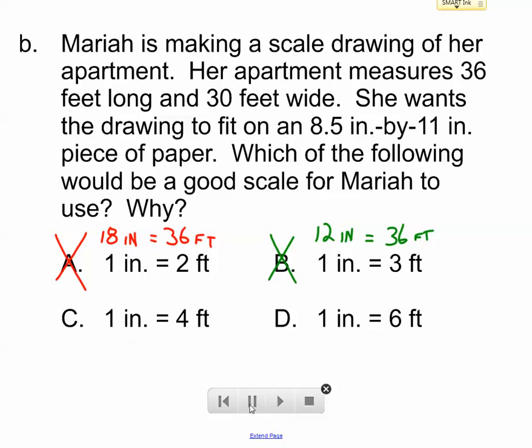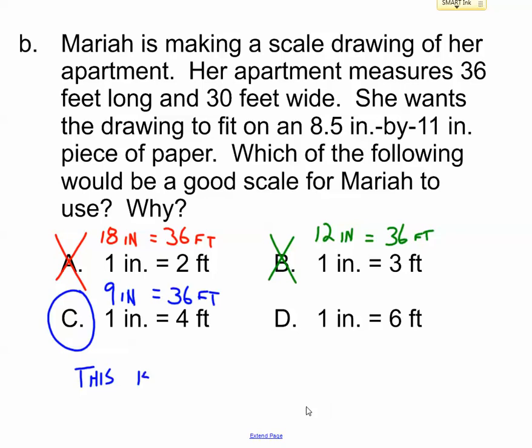Okay, so let's do it again here on C. 4 times what is 36? 4 times 9 is 36, so we'll do 1 times 9 is 9. So we got a 36-foot room being represented by a 9-inch drawing, and that would fit on an 11-inch piece of paper, so that would work. It's also 30 feet wide, which is going to be, I don't know, about 7.5 inches, so that'll fit on here too. So that's going to be the one we'll use.